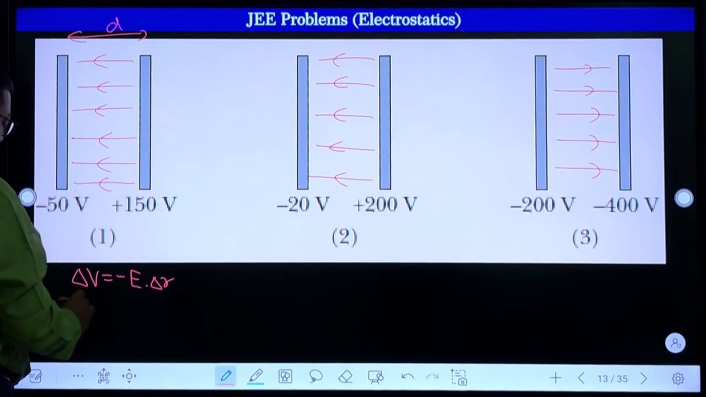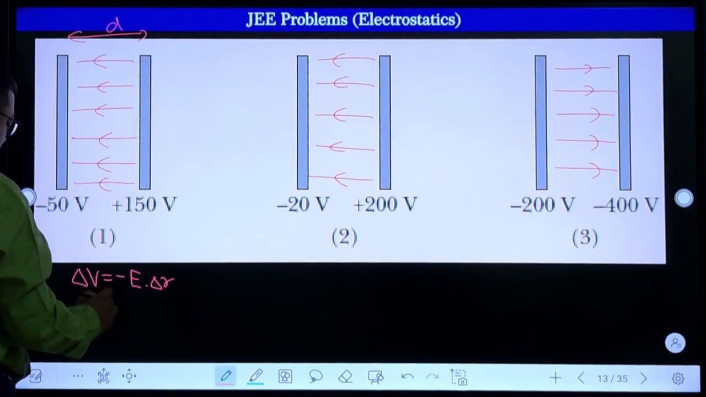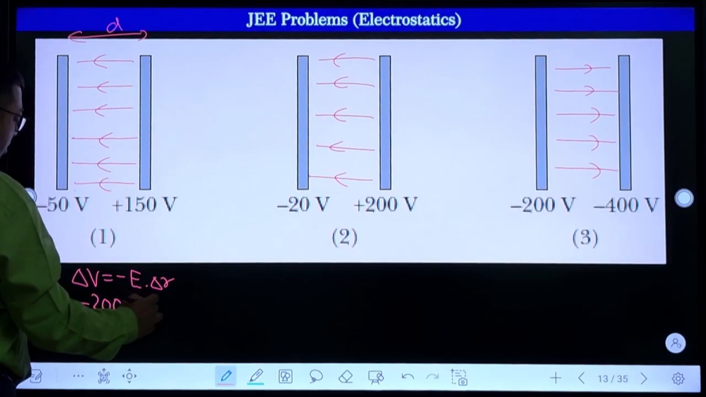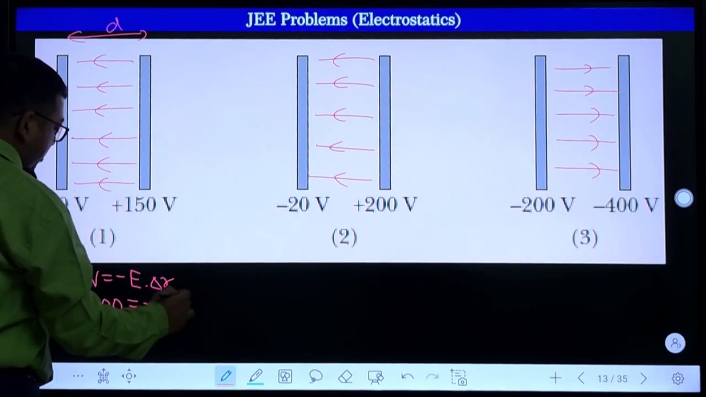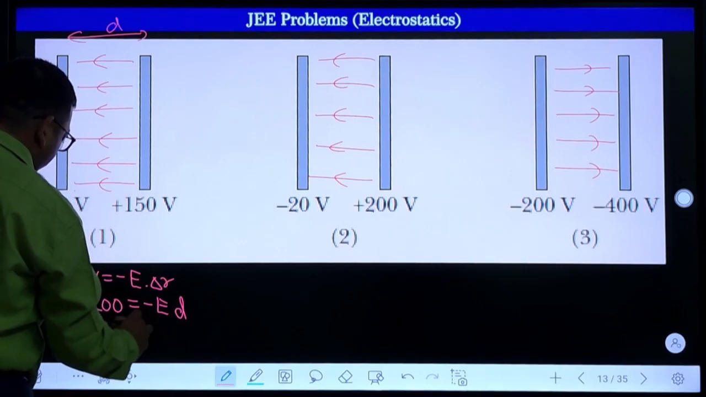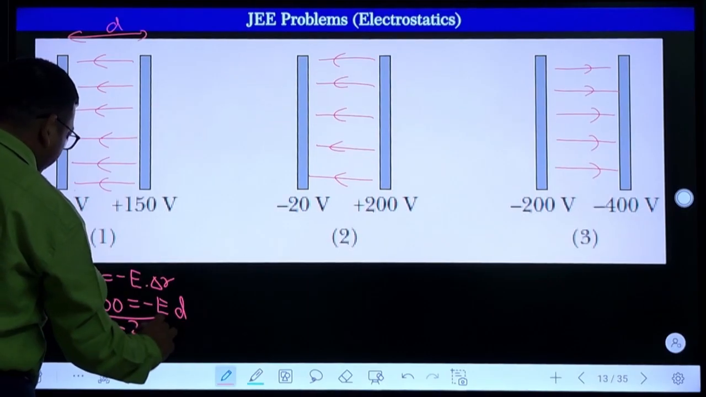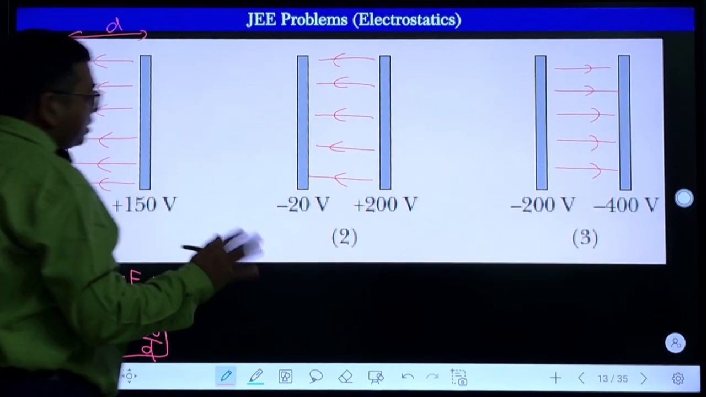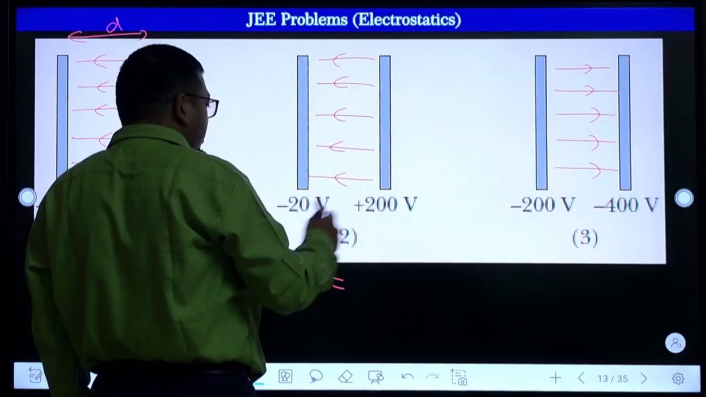It will become minus, right? Minus 50 minus 150, so this becomes minus 200 and minus C, and this distance is d here. So in the first case you are calculating this field as 200 by d. In the same manner, let us write the magnitudes of electric field here also. So potential difference by distance.